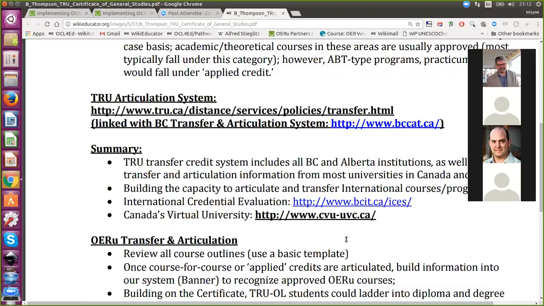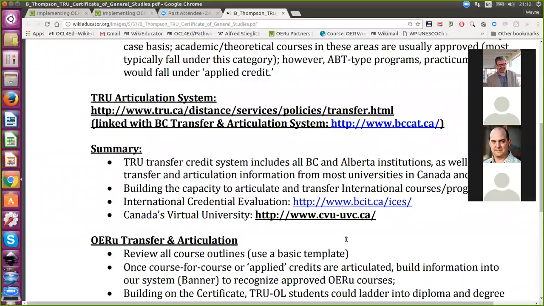So one student coming from Mumbai who brings in his or her degrees, it's articulated, it's transfer credit, it's brought in. They might achieve 60 credits or 90 credits towards a degree at OERu. Now that's in our system. The next time another student comes with the same, it's done, right? So we don't do it on a case-by-case basis. We have it all integrated into our system.